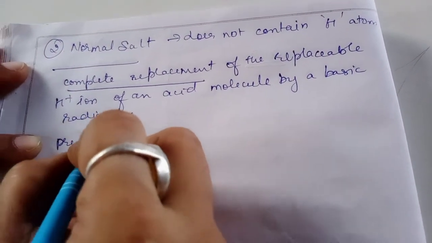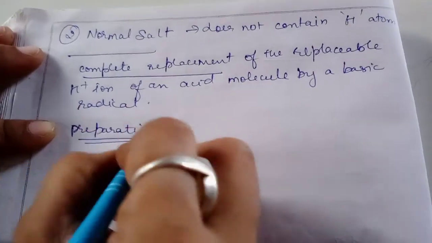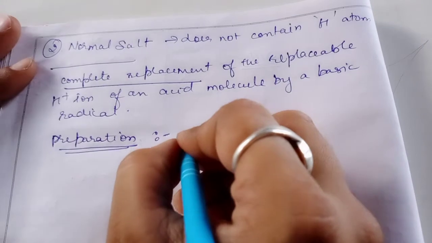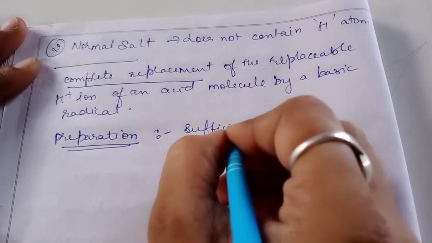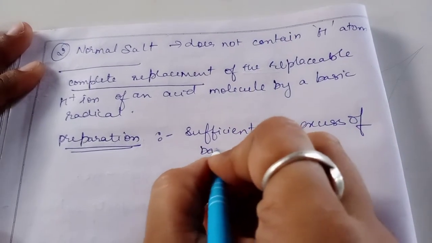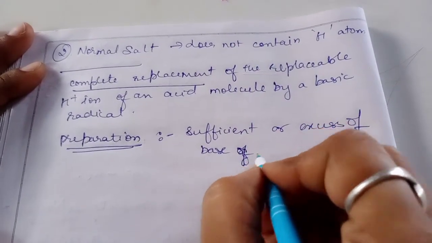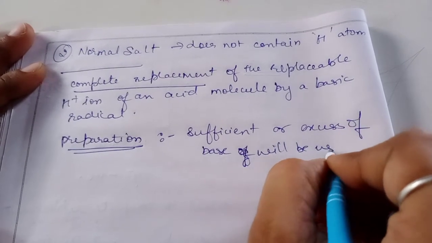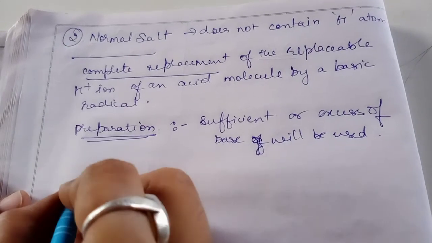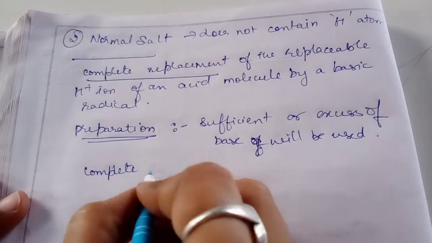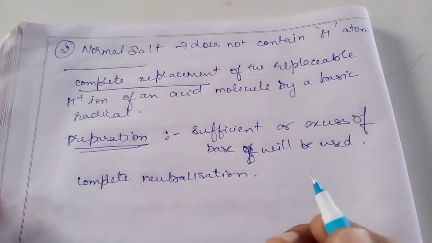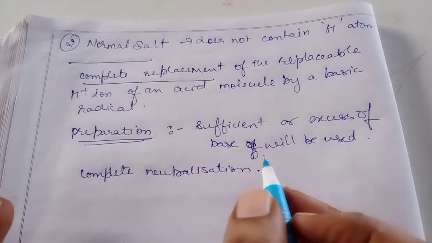Hence in the preparation of normal salt, sufficient or excess of base will be used. This you need to remember. So here what type of neutralization will take place? Here complete neutralization will take place. Now what is neutralization? Neutralization means acid and base react to give you salt and water.